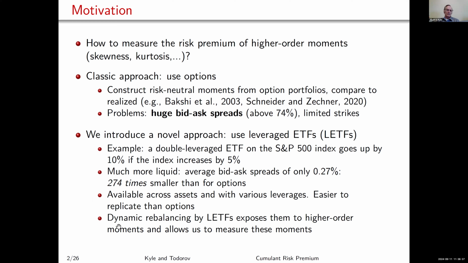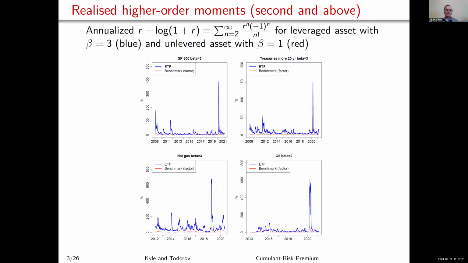So the dynamic rebalancing strategy of the leverage ETFs, the main point of our paper here, is this dynamic rebalancing strategy of leverage ETFs, buying when prices go up, selling when prices go down. It's kind of a momentum strategy. It exposes them to higher order moments. And since it exposes them to higher order moment risk, we can try to ask, is there a risk premium associated with these higher order moments, and can we measure it?